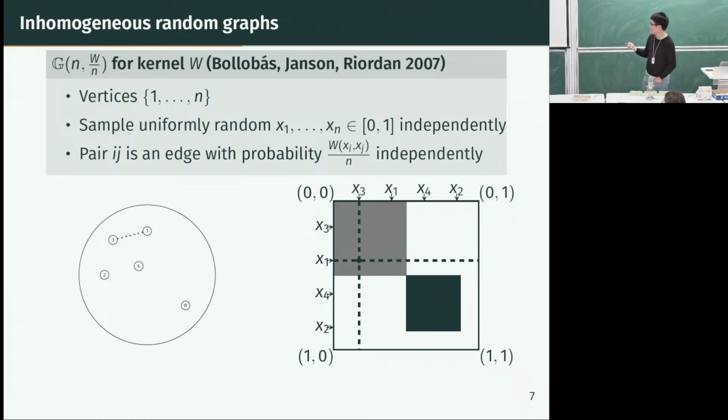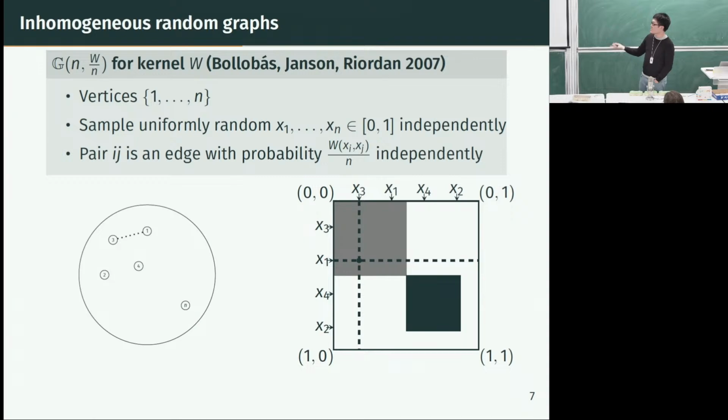Right, so what's the definition? In some sense it extends Erdős-Rényi random graphs. Again we have vertices 1 to n. But because we are working with this kernel, we need to randomize things a little bit. So in addition to having these vertices, we need to pick uniformly at random points x1 to xn in the unit interval independently, to represent where these vertices are.